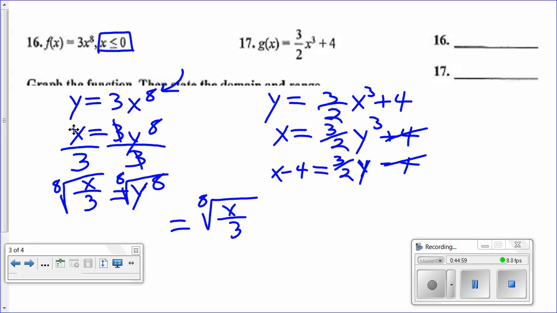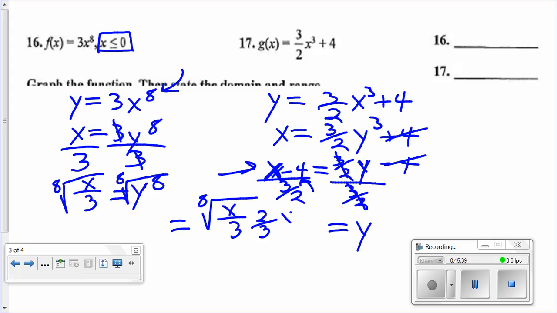Now we need to divide by 3/2, obviously. So if we divide by 3/2, this is going to cancel to 1, so we're down to our y. When we divide by 3/2, how do you divide by a fraction? You flip and multiply, right? So we flip this over, and then we multiply it times this whole thing. So what we have is 2/3 times x minus 4.